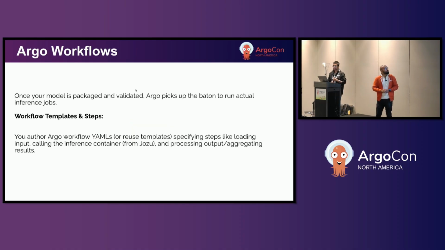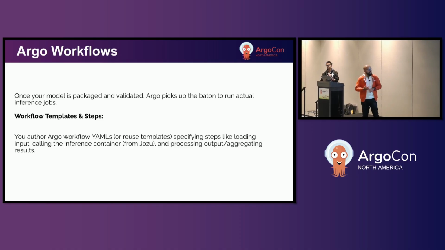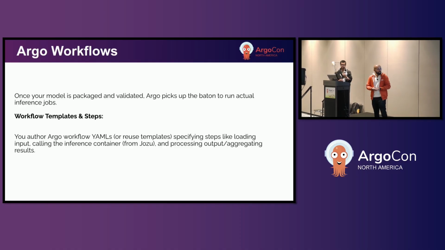So let's talk about what the workflow template is going to look like. Let's just say we have an Argo workflow YAML. We have previously discussed that we are going to create a CRD. So it's going to be a reusable template such as a YAML template. And we are going to use a lot of steps. So it can be something like starting an input, probably calling the inference container from Jozu. We are going to download artifacts from registries. We are going to process the outputs and then collectively aggregate those results.